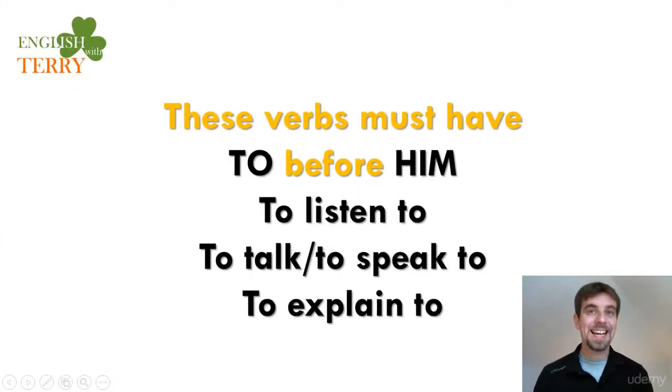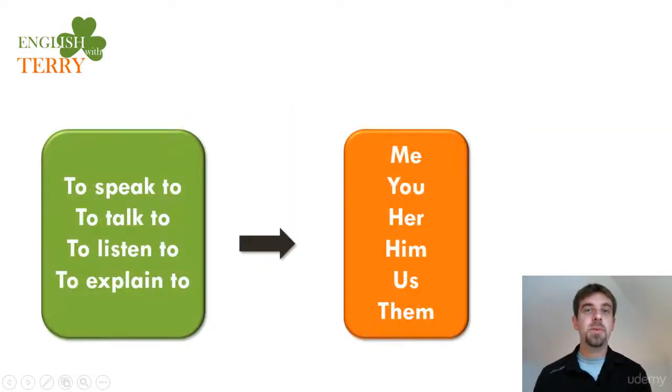A quick revision and essential rule for these 4 verbs: they must have "to" before "him". No exceptions, always with "to" before "him". We must remember that these verbs have "to" before any of the pronouns: me, you, him, her, us, them. To speak to, talk to, listen to, explain to. These are classic mistakes that I want you to get right.